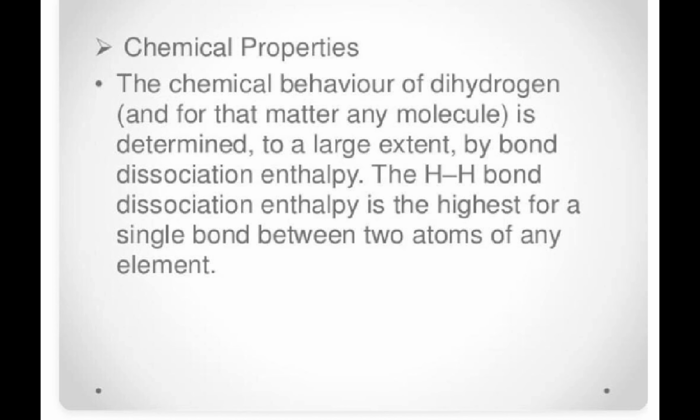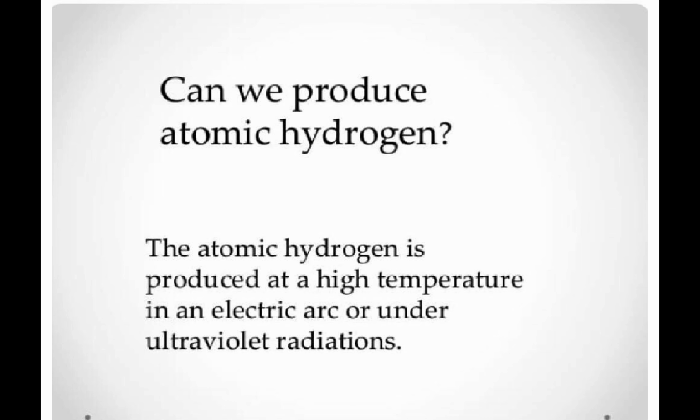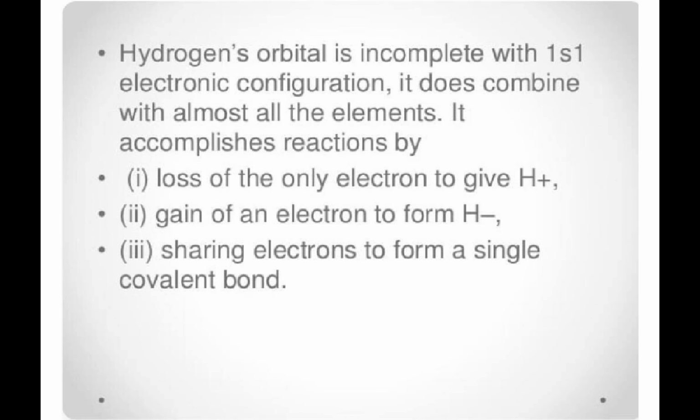Then as far as chemical properties are concerned, the chemical behavior of dihydrogen is determined to a large extent by bond dissociation enthalpy. The H-H bond dissociation enthalpy is the highest for a single bond between two atoms of any element. Just remember that. Then another question is, can you produce atomic hydrogen? It can be produced under high temperature in an electric arc or under ultraviolet radiation. Now hydrogen, as I said, has only one electron, the 1s1 configuration, so it can participate in a reaction by loss of one electron to give H+ ion, gain of one electron to form H- ion, or sharing electrons to form a single covalent bond.